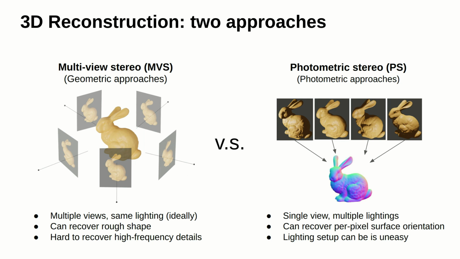Geometric approaches such as structure from motion or multi-view stereo take images of a scene from multiple viewpoints, find point correspondences across images, and reconstruct the shape. Conventional geometric-based methods have fundamental limitations in recovering high-frequency details. Photometric methods, on the other hand, recover per-pixel surface orientation using shading cues. This approach typically relies on multiple images captured under different lighting conditions, which can be hard to set up.